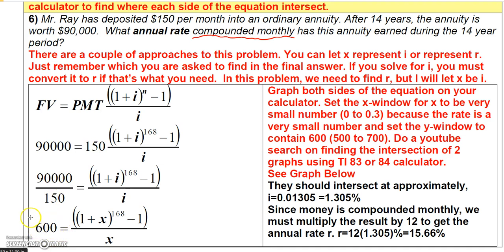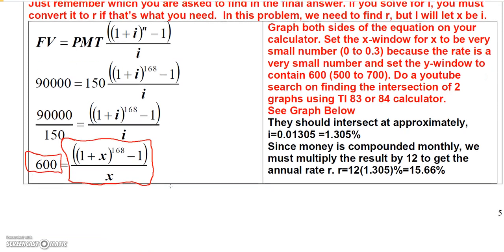Now, I'm going to go to a graphing utility, and I'm going to graph the function y equals 600 and also graph this function. Notice I changed I to x because most graphing utilities like to use the variable x. So I'm going to graph y equals 600 and y equals this function on the same graph.